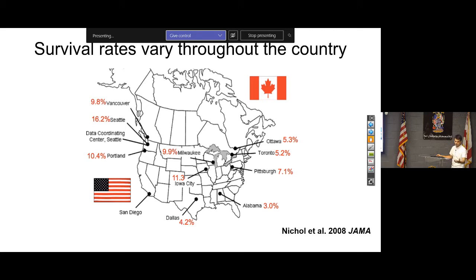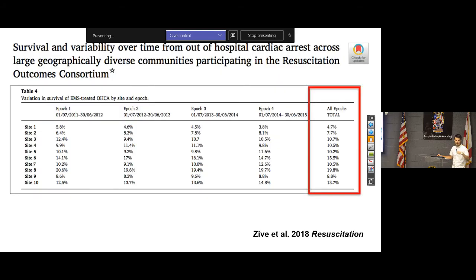And they found a 5-fold variation in survival. Seattle, about 16%, and here in Birmingham is around 3%. We'll get to why that probably is in just a little bit. A decade later, same analysis was done. However, this is now de-identified. So the sites are there on the left. And we see, again, about a 4- to 5-fold variation in survival throughout the ROC sites.